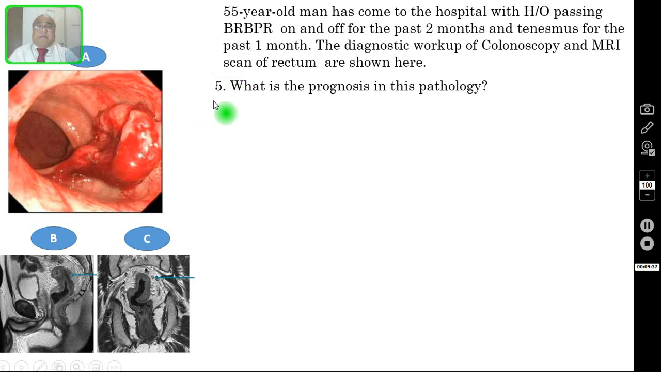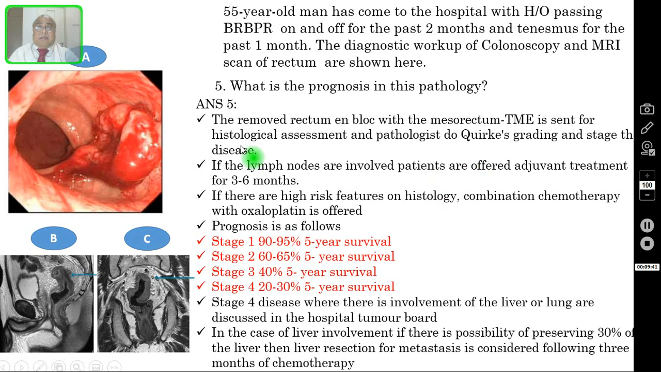So question number 5, what is the prognosis in this pathology? The answer is the removed rectum en bloc with mesorectum should be submitted to the pathologist, and this is called total mesorectal excision. This is sent to the histological assessment, and the pathologist will do what is called Quirke's staging of this total mesorectal excision, and then they will say the staging of this rectal cancer.